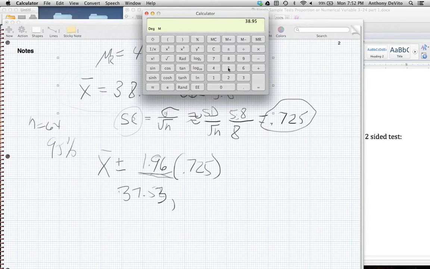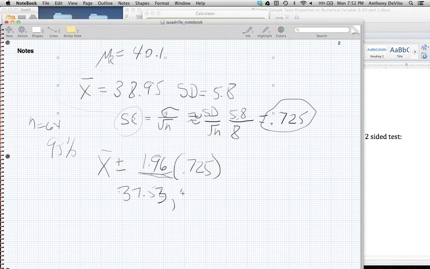38.95 plus what I left in memory there, which is 40.371. I'll round that to 40.37. That's my 95% confidence interval. I'm 95% sure that the average number of fouls during the playoffs is between 37.5 and 40.4.